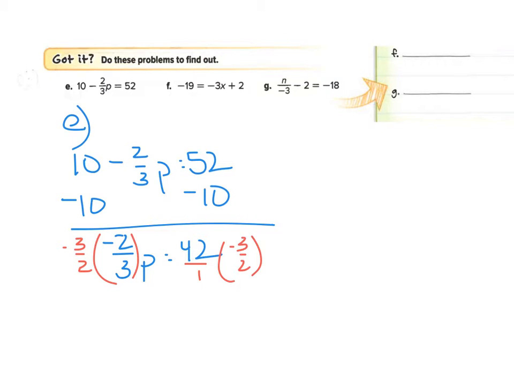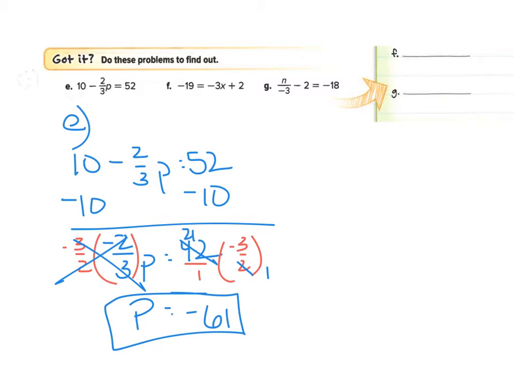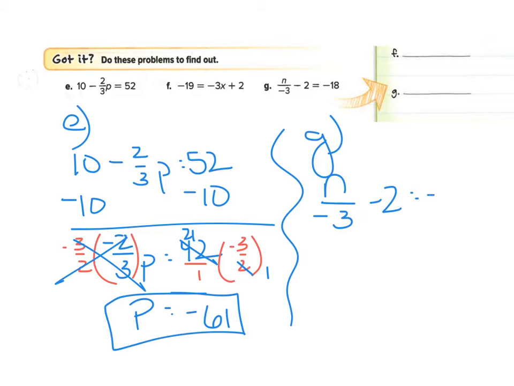Over on the left side of the equal sign, that's the easy part. Those multiplicative inverses cancel each other out. So now I have P equals, and I'm going to cross simplify here. 2 goes into 2 one time, it goes into 42 21 times. So 21 times 3 is negative 63. To check that, of course, I'd substitute it back into my original equation to see if I have a true statement. Got it G, I have n divided by negative 3 minus 2 equals negative 18.